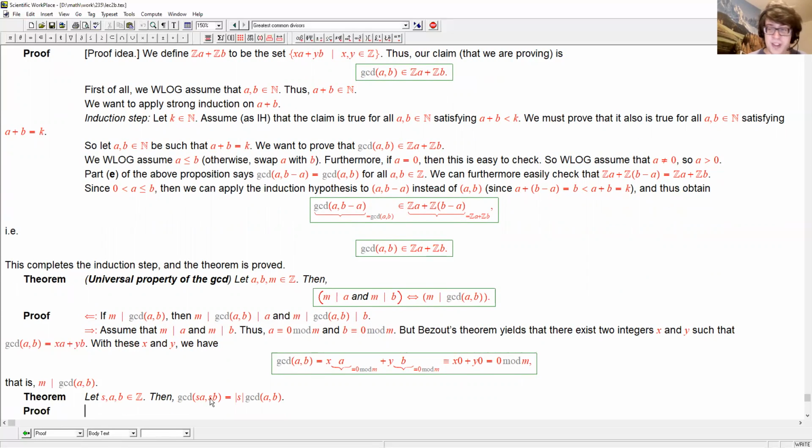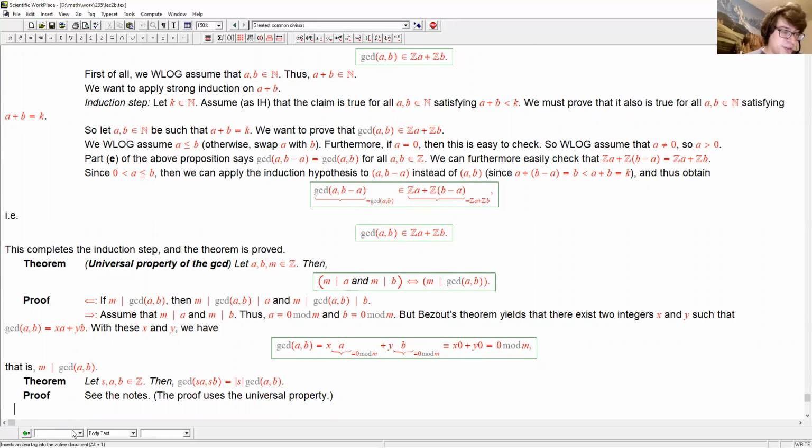In other words, if you multiply A and B by a number S, the GCD also gets multiplied by S up to sign. This is not obvious from the definition of a GCD. It might look like that, but it's not. Nevertheless, it's true, and it follows from the universal property. See the notes. The proof uses the universal property 3 times, so it's a great example of how to use the universal property.